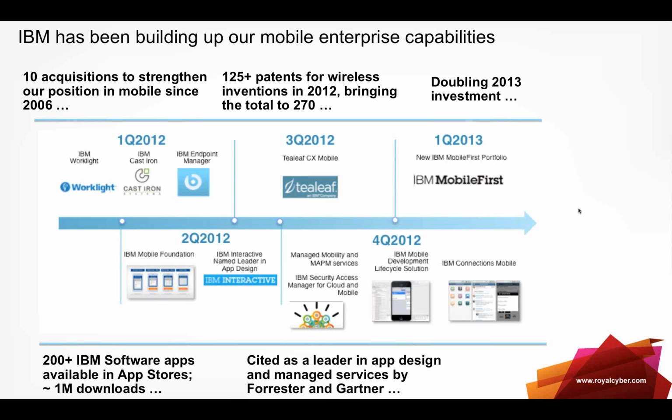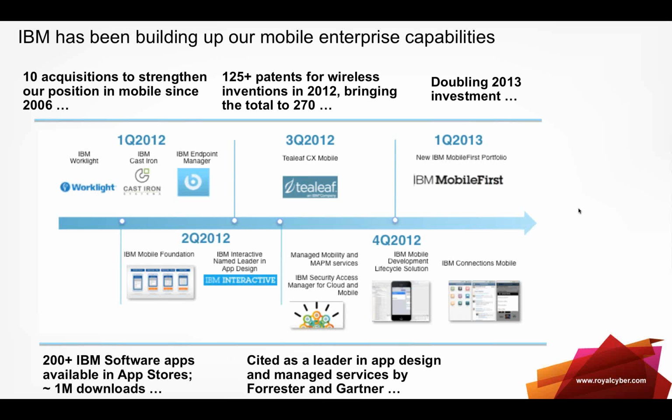If you look at some of the key events over the last 18 months, it all really started about 18 months ago with the acquisition of a company called Worklight. Worklight being a mobile application development platform, recently rated by Gartner as the leader in the space. That is the cornerstone of pulling together this strategy for IBM.